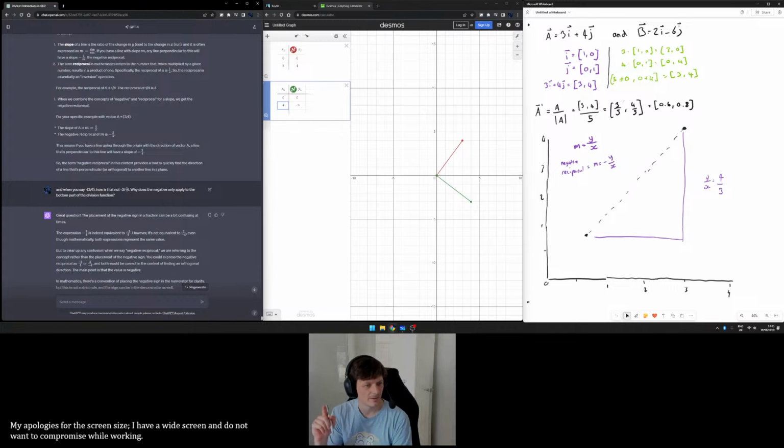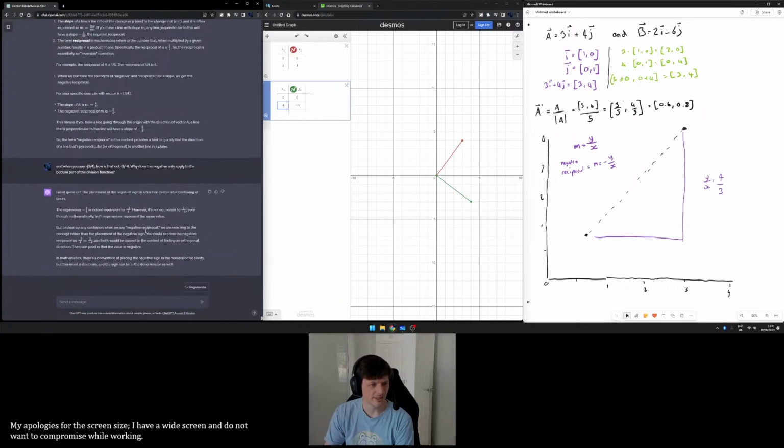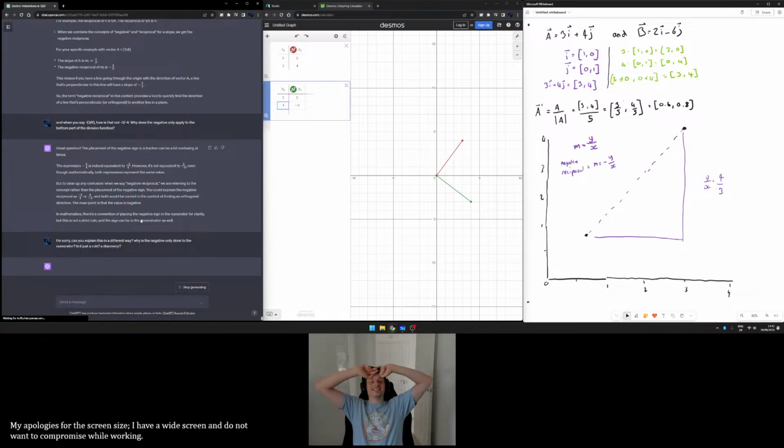And it says, when we say negative, we are referring to the concept rather than the placement of the negative sign. You could express the negative reciprocal as... I'm sorry, can you explain this in a different way? Why is the negative only done to the numerator? Is it just a rule, a discovery? Oh man, GPT-4 is really slow today.